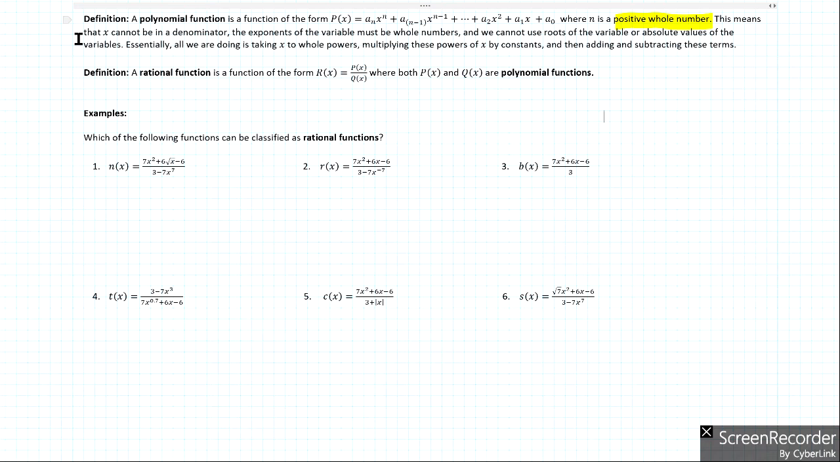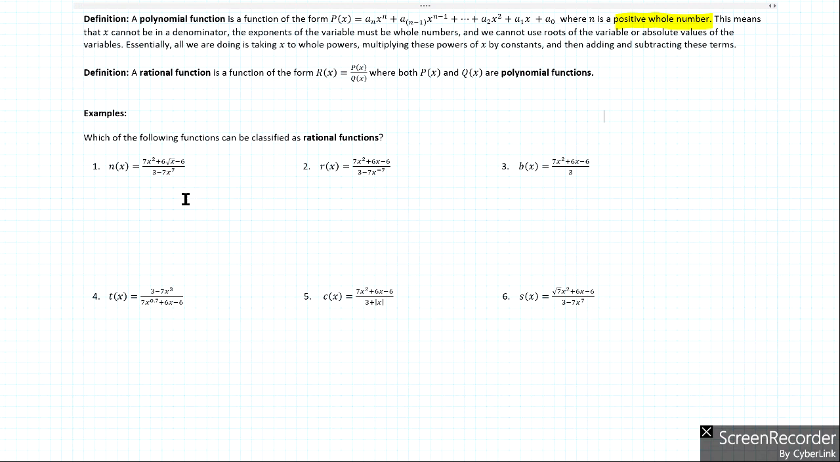So basically each term is x to a whole number power, multiplied by some coefficient, some constant. And we can do addition and subtraction between these terms because these coefficients can be positive or negative. And once we understand what a polynomial function is, a rational function just means we're taking the quotient of two polynomial functions. Both the top and bottom of a rational function must be polynomial functions. And that's the standard we're going to use to determine whether something is rational or not.